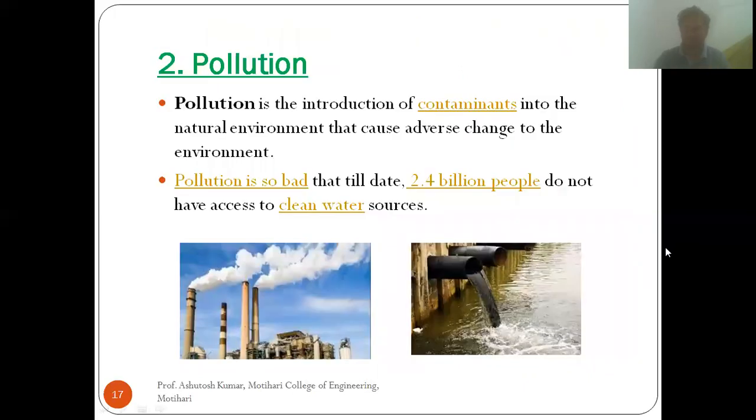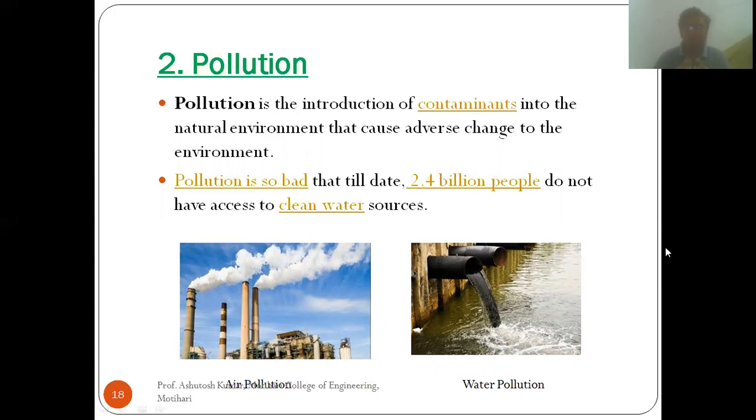Now let us discuss the second one, which is very important. The impacts of humans on the environment. The first one, as I discussed earlier, is overpopulation. The second one is pollution. The basic definition of pollution is the introduction of contaminants into the natural environment that cause adverse change to the environment.